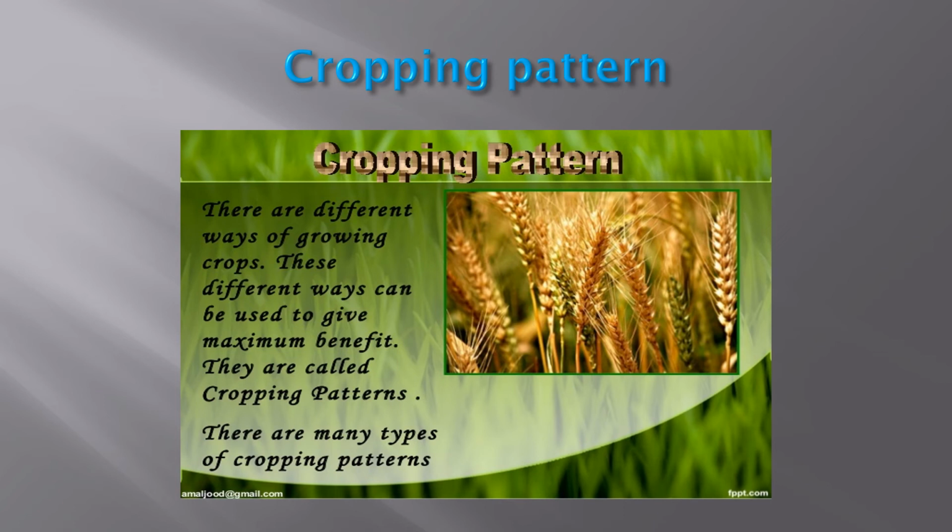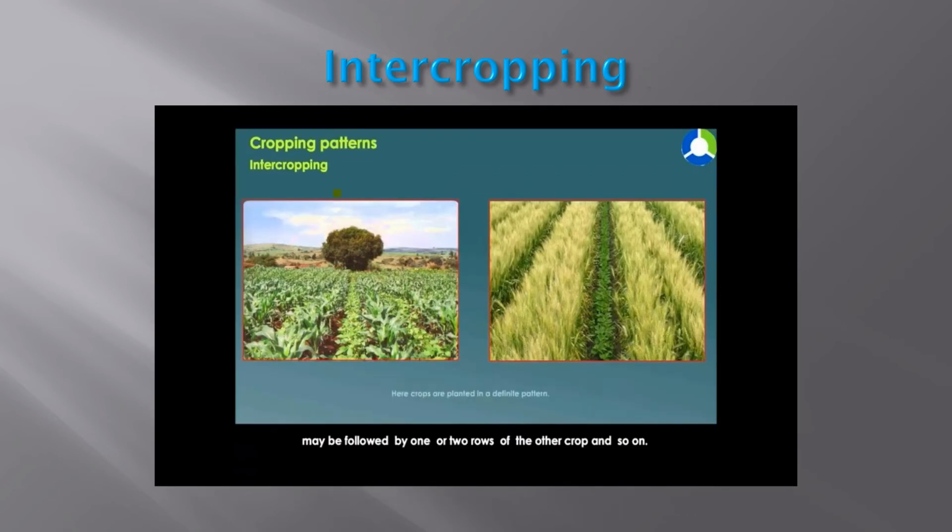Commonly used cropping patterns are mixed cropping, intercropping, and crop rotation. So in intercropping, 2 or more crops are grown simultaneously in the same field in alternate rows. It is an improved version of mixed cropping. The crop combinations used in mixed cropping are practiced in intercropping too. There are different types of intercropping: row cropping, alley cropping, strip cropping.